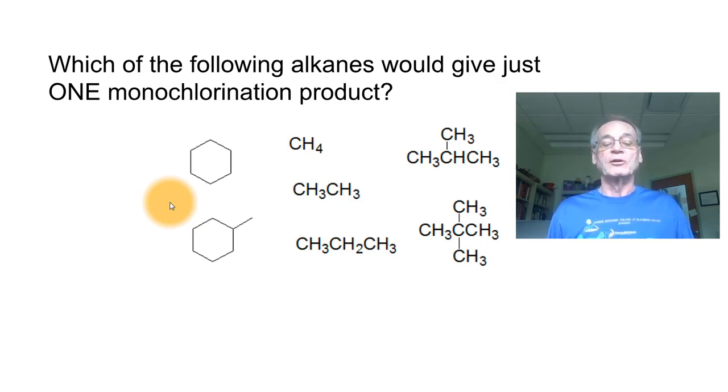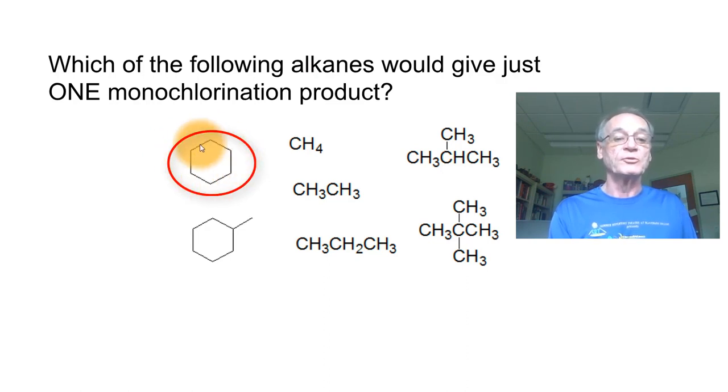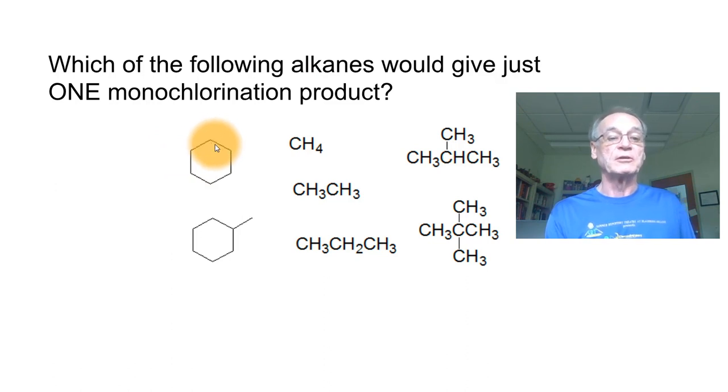So take a few minutes and look those over and see how many products each would give you, and whether any of them are such that you just get one product. If you only get one product, then you can probably use it in synthesis because there are no byproducts. You get essentially 100% yield of the one that you want. Okay, this one would give you just one possible product because it turns out all 12 hydrogens on those 6 carbons are the same as each other. So you would just get chlorocyclohexane as your monochlorination product.